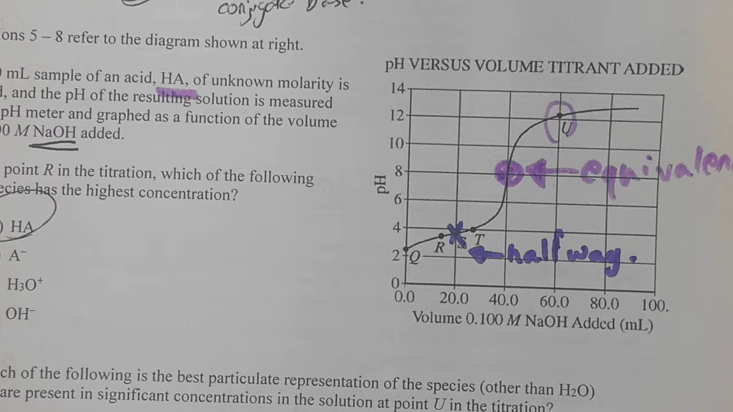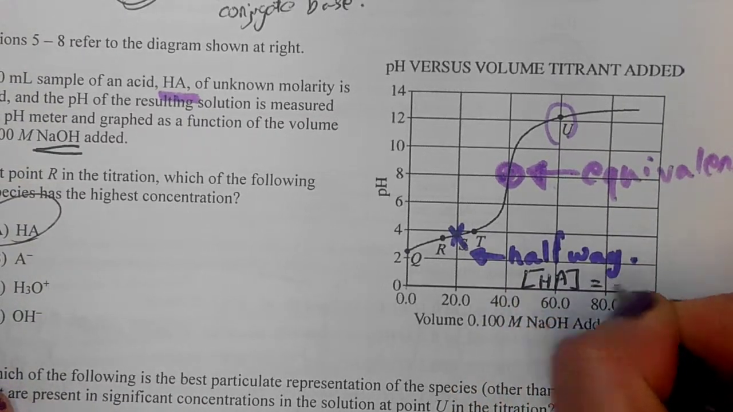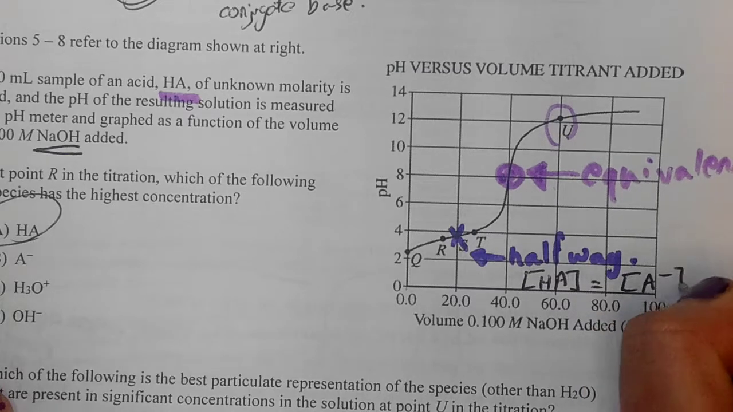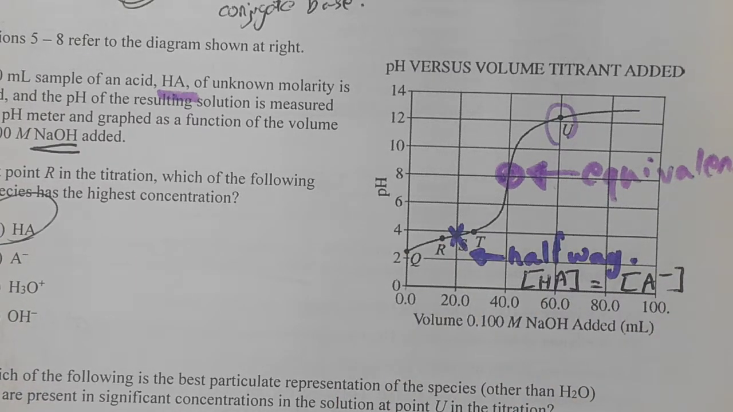What about T? It's the opposite. T will be the opposite of R. More conjugate base, A minus. Make sense? Because at the halfway point, the concentration of HA is equal to the concentration of A minus. So before that there is more HA, after that there is less HA.